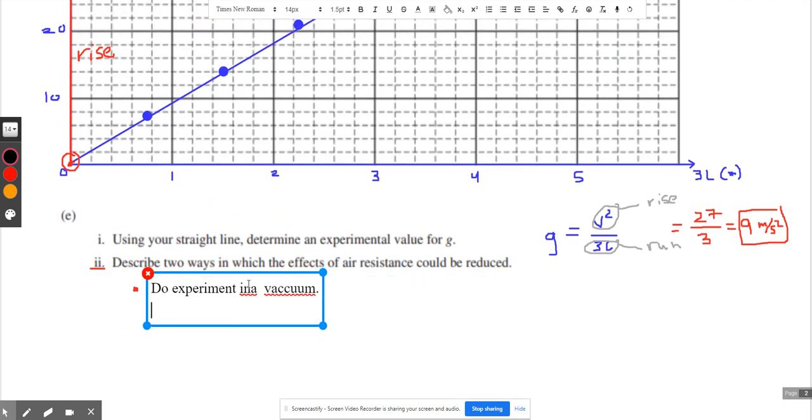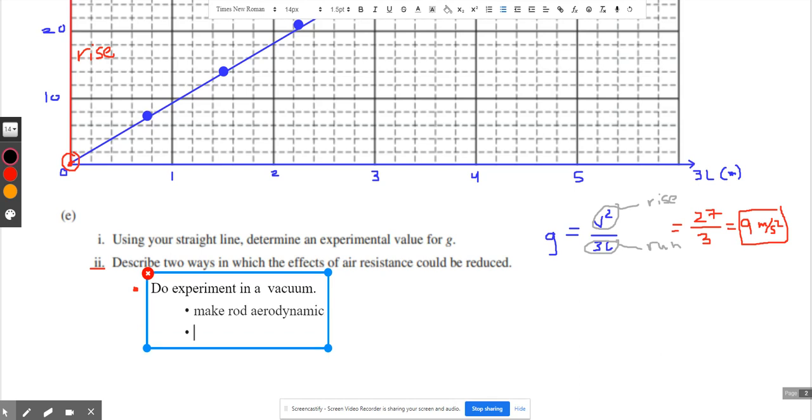I can never spell correctly. And the other thing you could say is maybe make the rod aerodynamic, or you could say maybe make the rod more massive, because mass will tend to resist the acceleration put on it by the air resistance. So anyways, something like that. But that's pretty simple to come up with.